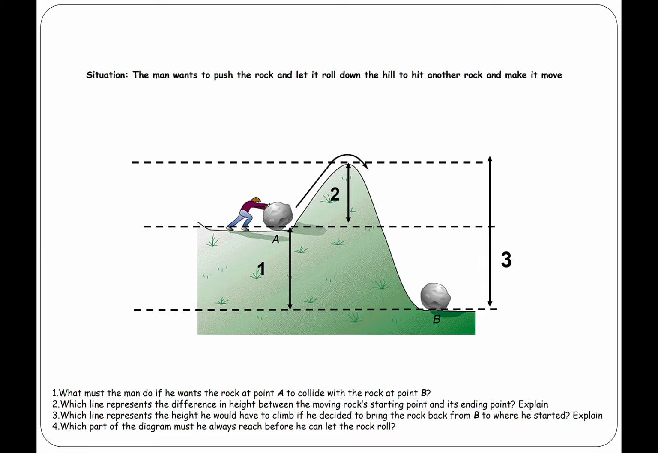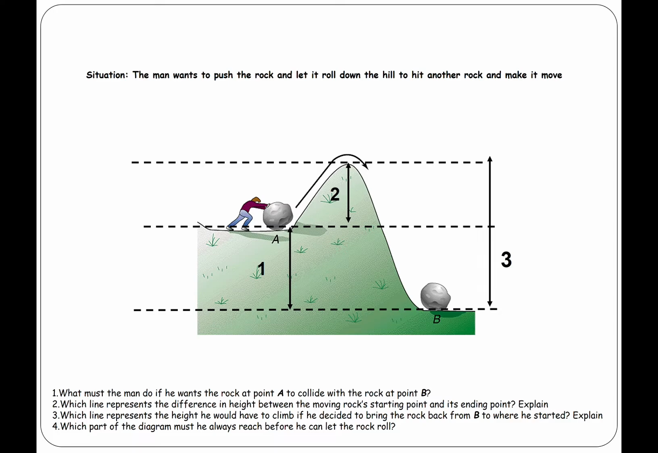So to start off here, to help with this idea of a potential energy diagram, which we've seen before, we looked at these at the start of the year real simply. But to move this a little step forward, we want to take a look at the diagram here, where we have a guy trying to push a boulder from point A to point B. So he's got to get it up the hill there, down the hill, hit the rock at point B, and cause that rock to move.